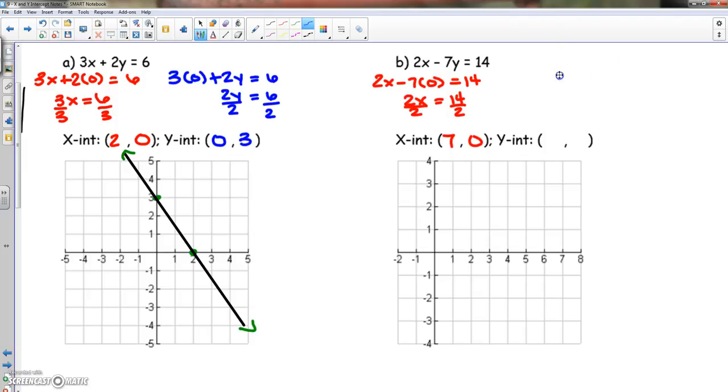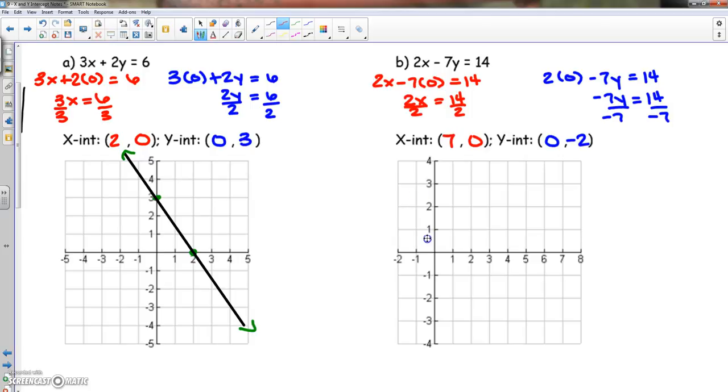Now I got to do my y-intercept. So this time I'm going to plug in 0 for x and have just negative 7y equals 14. So when I have negative 7y equals 14, I divide both sides by negative 7, and I get that my y-intercept is negative 2. So now I can go and graph these 2 points and get a rough idea of what my graph should look like.